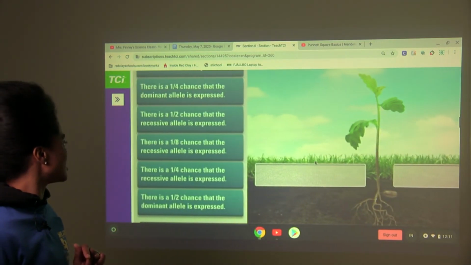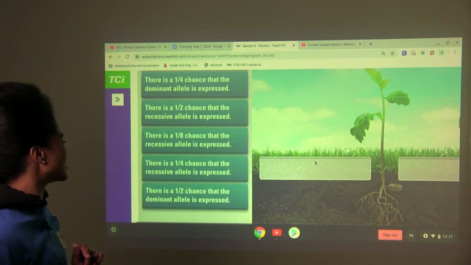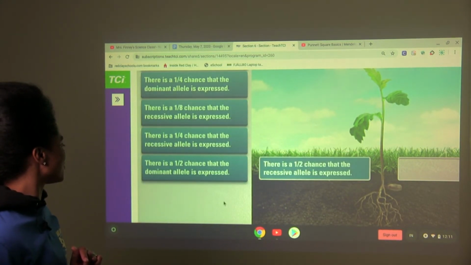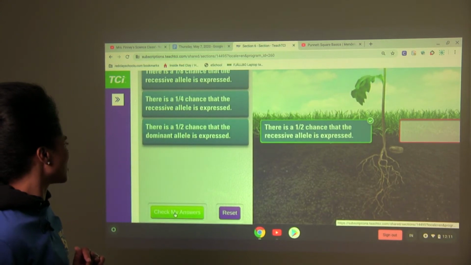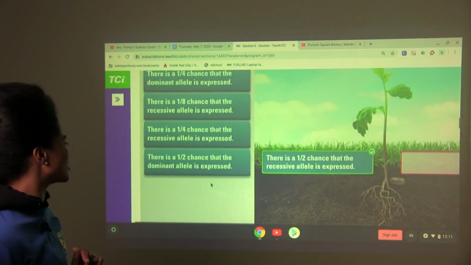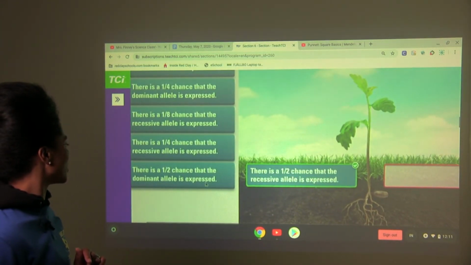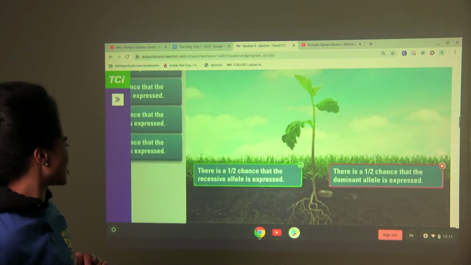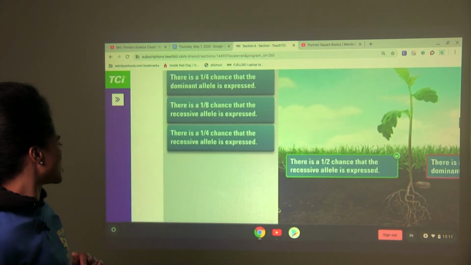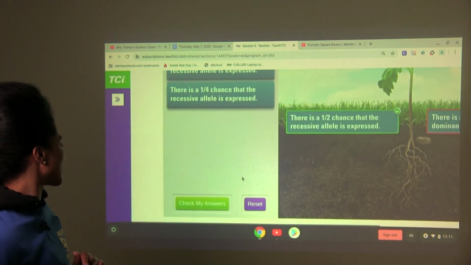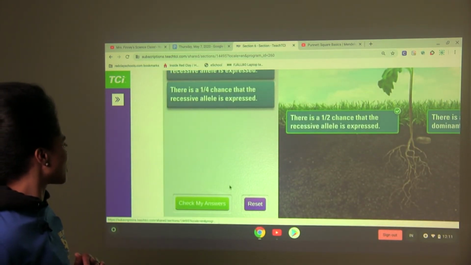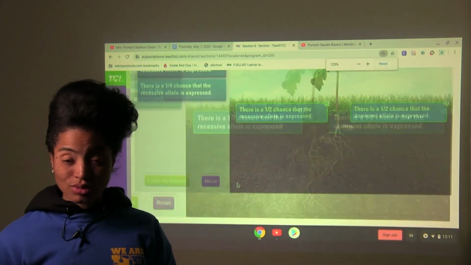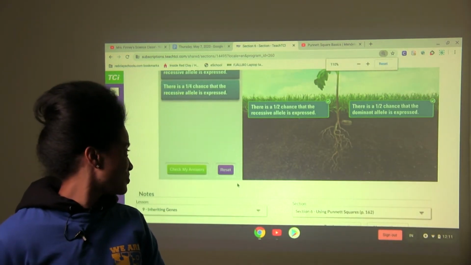Two choices. Let's check this one out. Are we there? We definitely know that works. What about the other one? We can get that in there. Half chance recessive alleles expressed, half chance dominant alleles expressed. Definitely our answers. So hopefully those were the two that you selected. Okay?